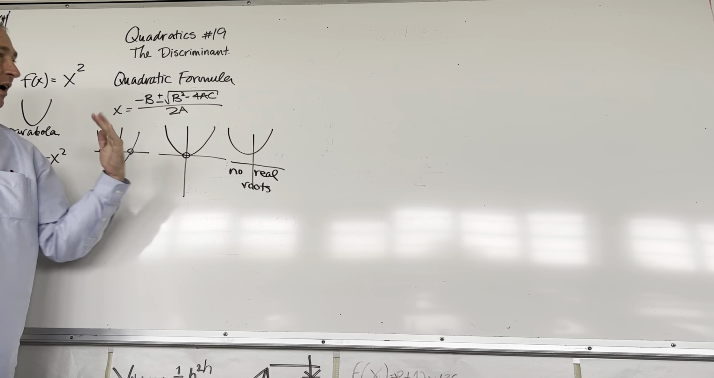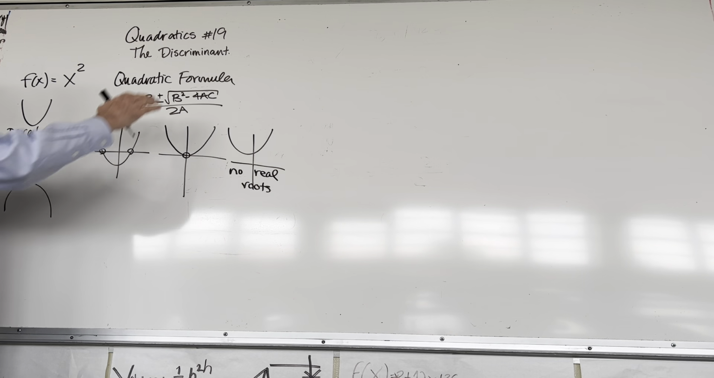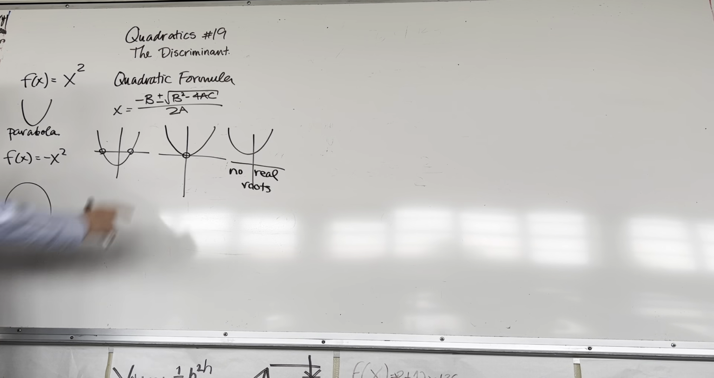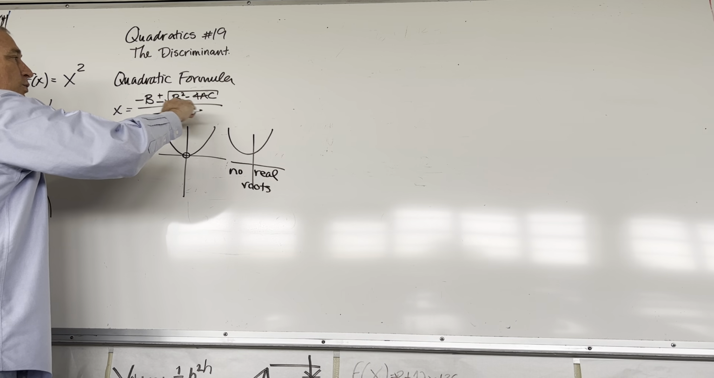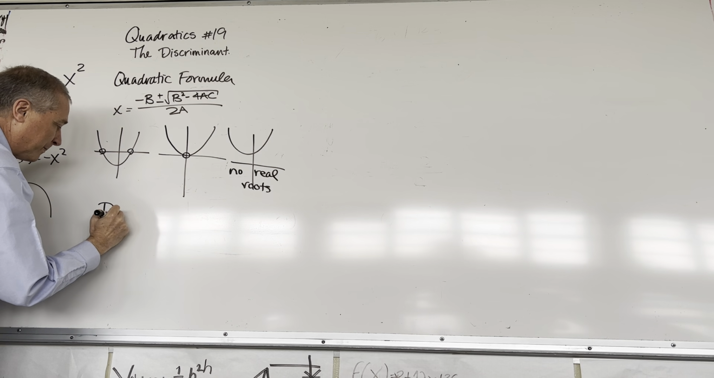Fair enough? All right. So let's get back to the discriminant. The discriminant is a piece of the quadratic formula. It's this piece under the square root. So what is the discriminant?